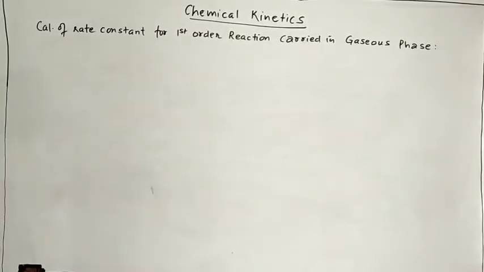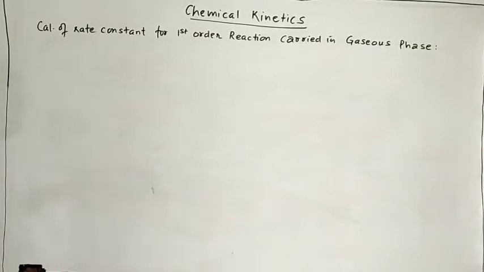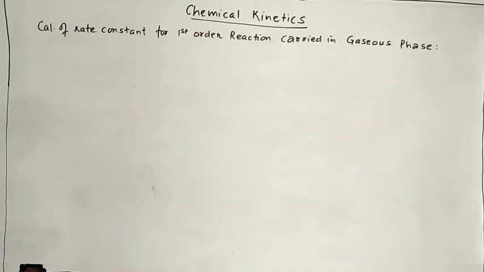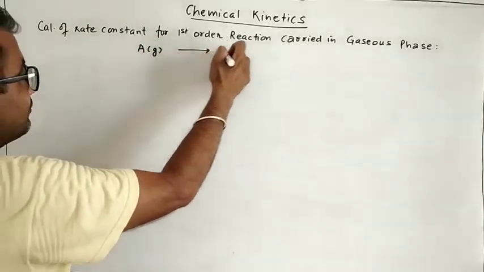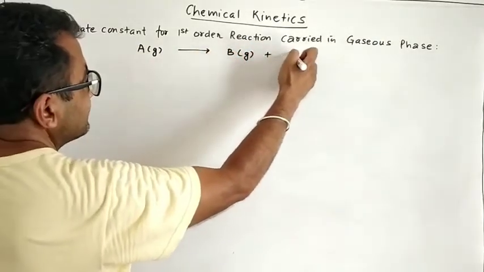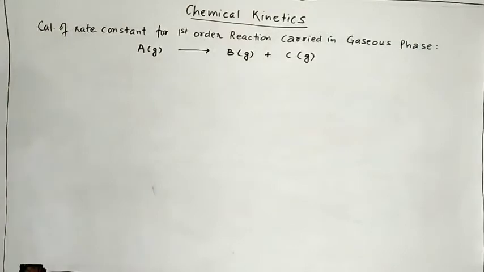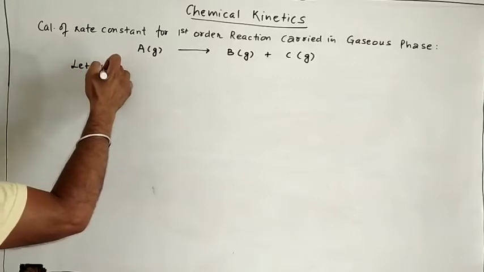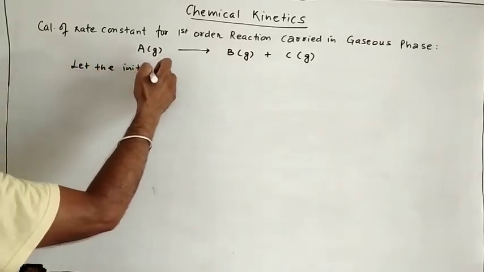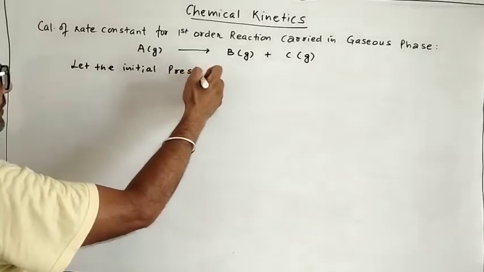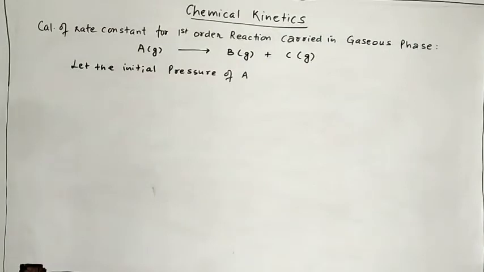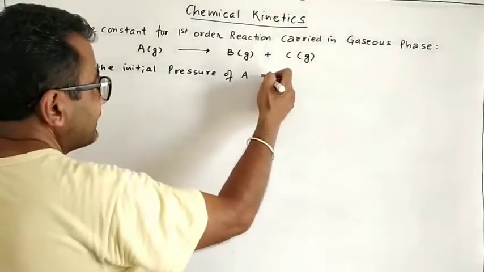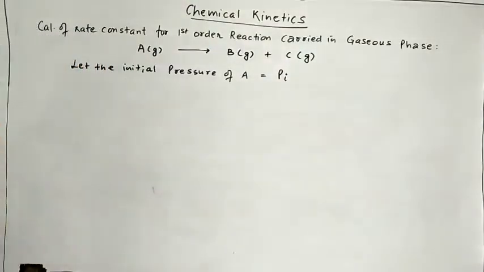Next is calculation of rate constant for a first order reaction carried out in gaseous phase. So suppose a reaction is there, A changes into B and C in the gaseous state. Let the initial pressure of A be Pi, where i means initial.